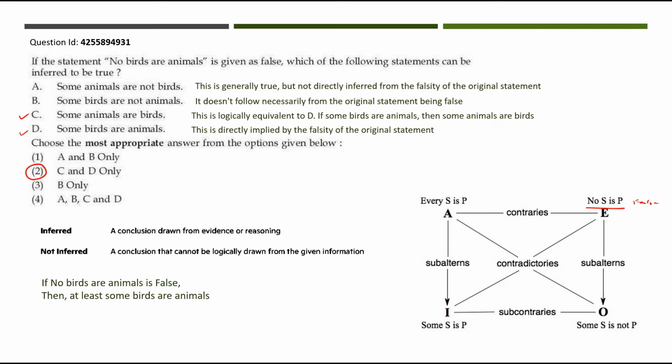I gave you the reason why A and B cannot be right. They are talking about some birds are animals. In that some animals are birds can be true, but there is no information about the negated part. When they say this particular E part is false, it means the contradictory will be true. So here they say some S is P, which means some birds are animals, which is given in statement D.